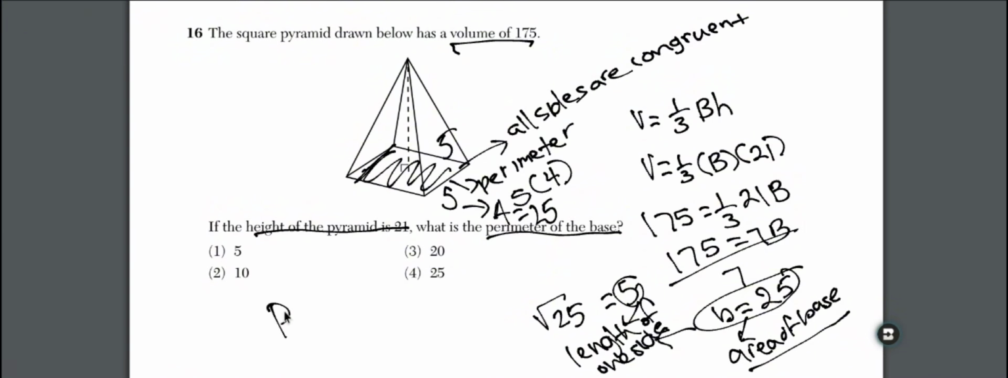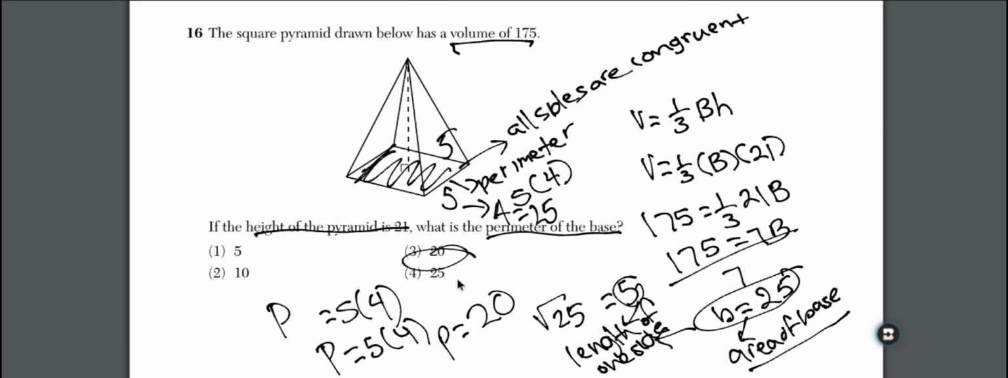Whereas if I have my perimeter, which I know is side times 4 for a square, my perimeter is going to be 5 times 4, and my perimeter is going to be 20. Answer choice number 3.